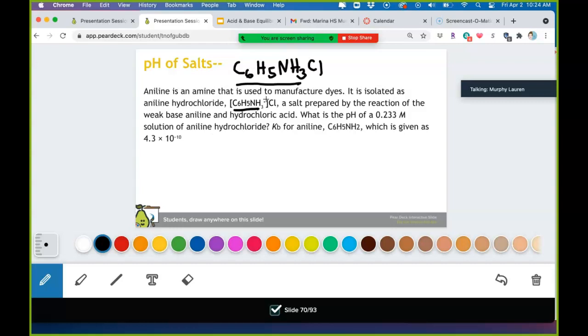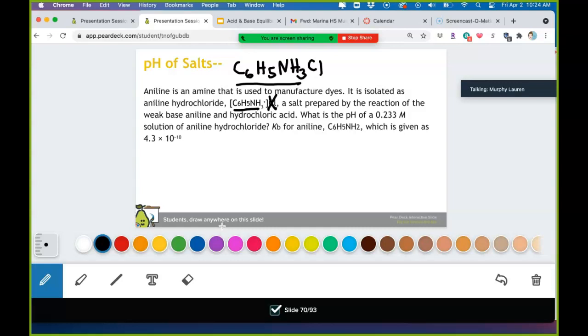So that's why they have this little plus here, to help you, because you need to know the charge when you're going to do the hydrolysis part. Okay? They tell you it's a salt prepared by the reaction of the weak base aniline and hydrochloric acid. So they even tell you how it's formed. Well, we know hydrochloric acid is strong, right? So the Cl is not going to be the part that undergoes hydrolysis.